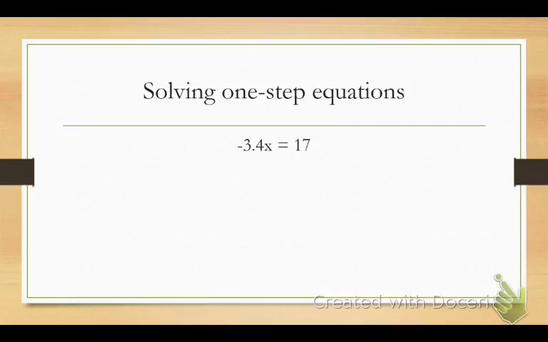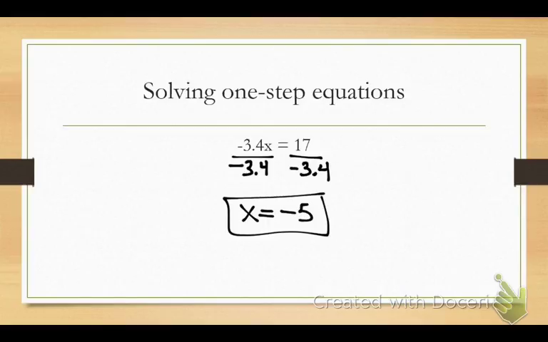Negative 3.4x equals 17. Because of the negative, sometimes it throws us off because we think, oh, it's negative, so I need to add. But remember, what operation is connected to your variable? 3.4x means multiplication. So that means I need to divide both sides by negative 3.4. Divide by negative 3.4. All right? And then x equals negative 5.